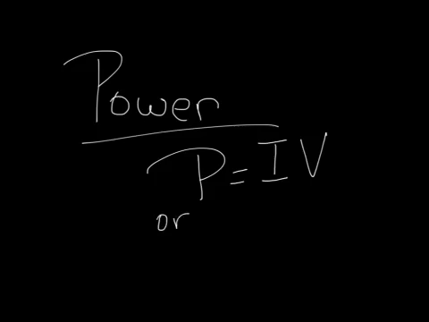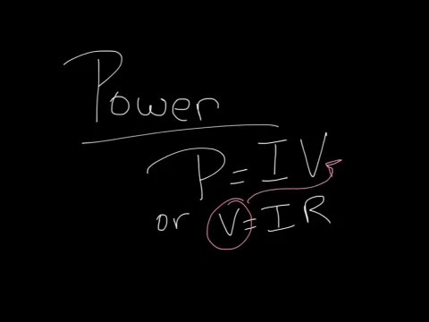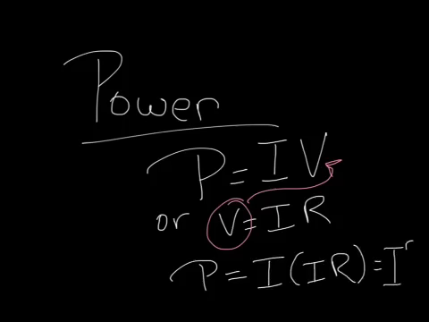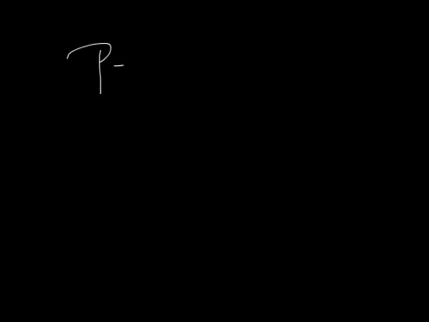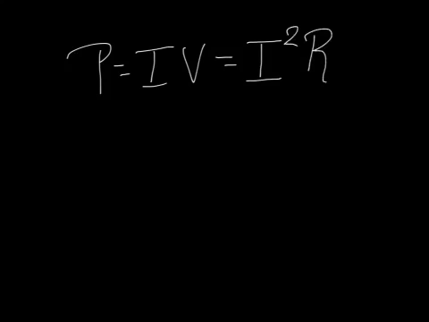Or, since we know voltage is equal to current times resistance, we can do a substitution for V into that equation, and we can also say power is equal to I times I times R, which is I squared times resistance. So power can be found two different ways. Power is equal to current times voltage. It is also equal to current squared times resistance, and that's the total resistance of the circuit.